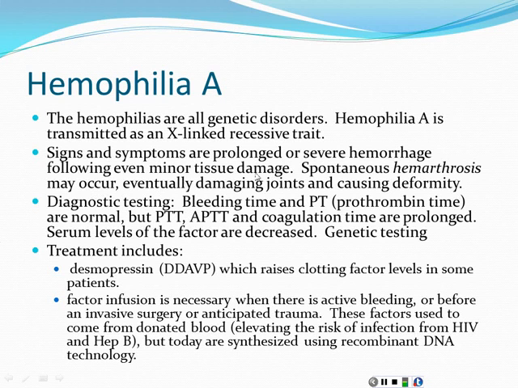So the signs and symptoms are hemorrhages. When they get an injury, they don't stop bleeding, and because they don't stop bleeding, it tends to be severe. A small wound doesn't bleed very much in a normal person, but a small wound in a hemophiliac will just bleed and bleed and bleed. So they can end up losing a significant amount of blood, even from minor tissue damage, because there's no clotting. Another big problem is spontaneous hemarthroses.